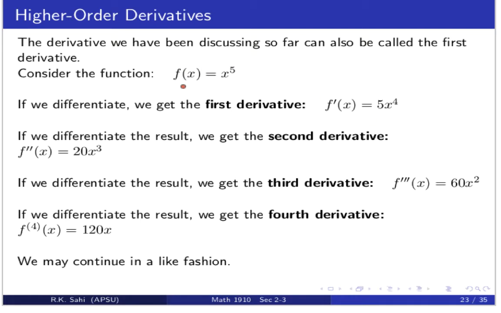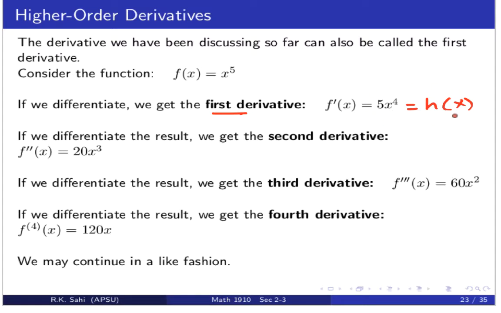When we take the derivative of this function f of x, which is x^5, we write it as f prime of x, which is 5x^4. So this is called the first derivative. Now if I take the derivative, remember derivative is a function. So this f prime of x is a function. Instead of writing it as f prime of x, I could have written it as h of x. It's just the notation, but this makes our life simpler.